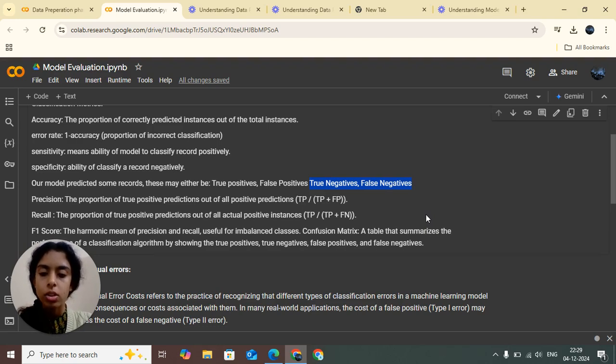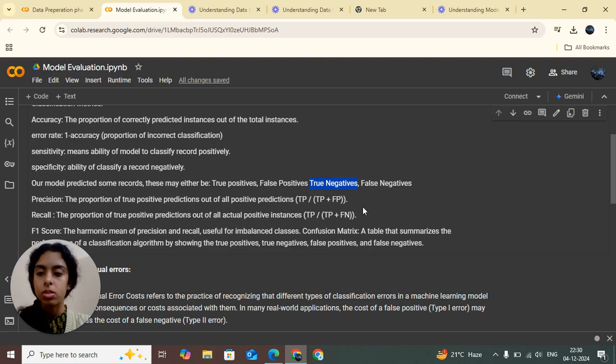Now, there are chances that our model may predict a positive value as positive. That means it is a true positive. But there may be a case when it predicts a positive value as a negative value. Such an instance would be called a false positive. True negatives means the instances that are actually negative and our model has predicted them as negative as well. False negatives means the instances that are positive but our model has predicted them as negative.